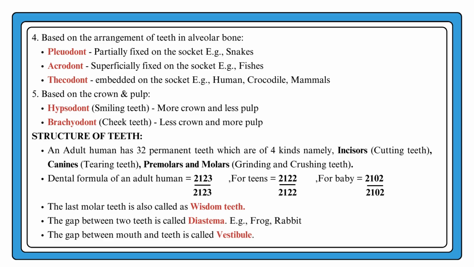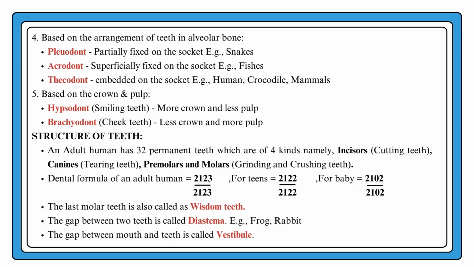Fourth, based on the arrangement of teeth in the alveolar bone: pleurodont, teeth are partially fixed on the socket. Example: snakes. Acrodont, teeth are superficially fixed on the socket. Example: fishes. Thecodont, teeth are embedded in the socket. Example: human, crocodile, mammals. Fifth type, based on the amount of crown and pulp. I will explain what is crown and what is pulp in the teeth structure. Hypsodont, also known as smiling teeth, the teeth with more crown and less pulp. Brachiodont, also known as cheek teeth, the teeth with less crown and more pulp.